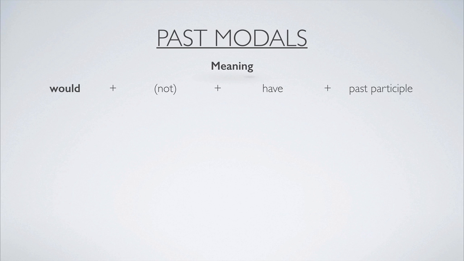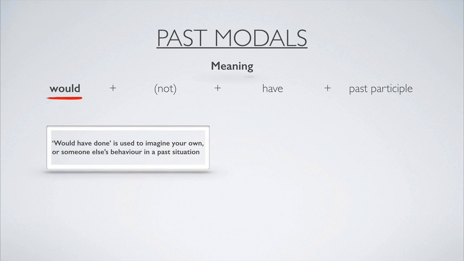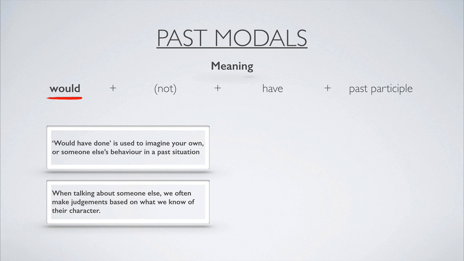Now, on to would. Would have done is used to imagine your own or someone else's behavior. For example, I would have gone to a Korean spa. I would have bought some happy socks. I wouldn't have spent so much time in my hotel. When talking about somebody else, we often make judgments based on what we know about their character. John would have gone to the traditional village. He loves that sort of thing.